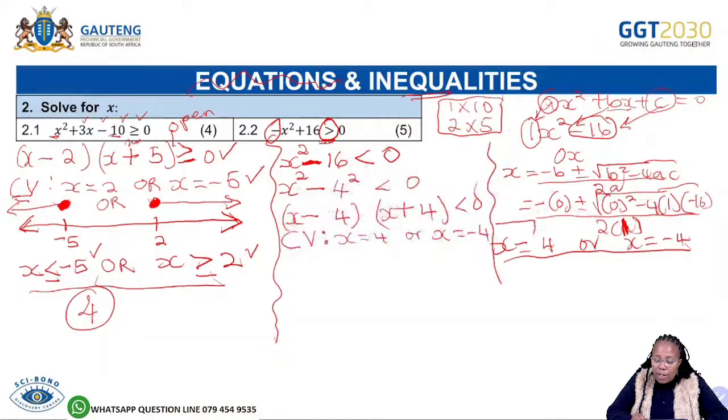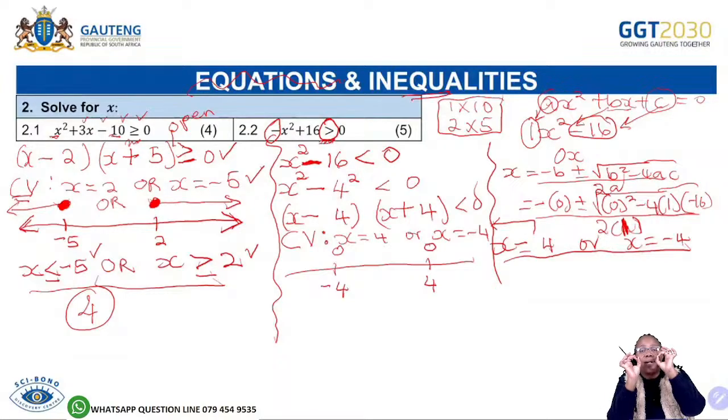The same applies, grade 12. If you use your quadratic formula, you need to get your critical values. Then we move to the number line method, with the smaller value minus 4 and the bigger value equal to 4. This inequality sign doesn't have an equal sign, therefore the values are not part of the solution. They are excluded. Round brackets, open dots, not shaded, because they are not included.